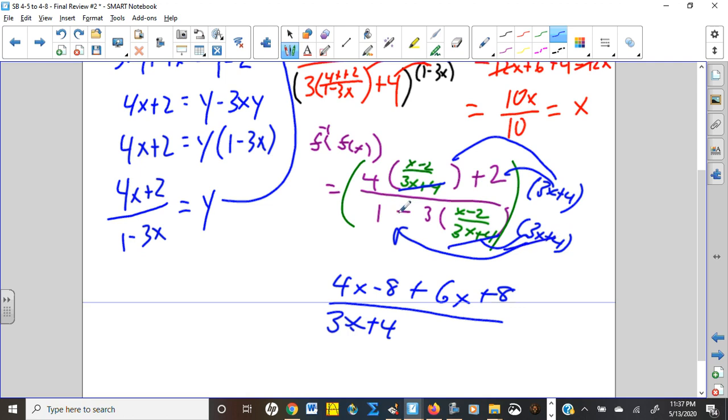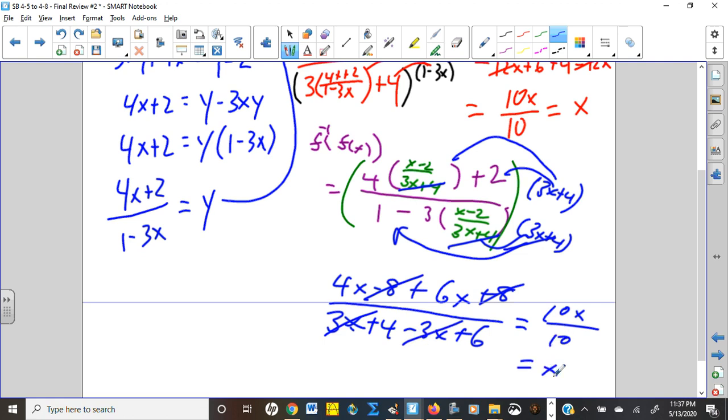And so I have a negative 3 times x and a negative 3 times a negative 2. Don't ever forget to distribute your negatives. So here the 8's cancel, and I'll get 10x, and here the 3x's cancel, and I'll just get 10. And so once you get in, it works out, we get x.